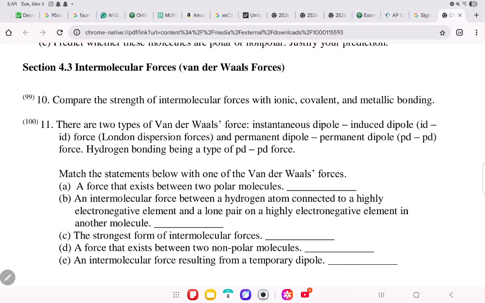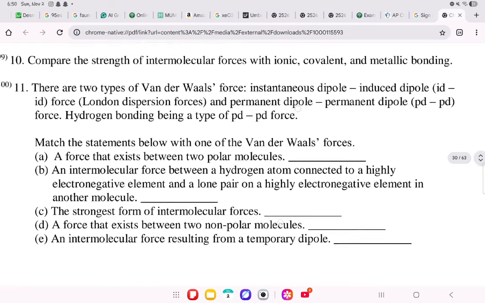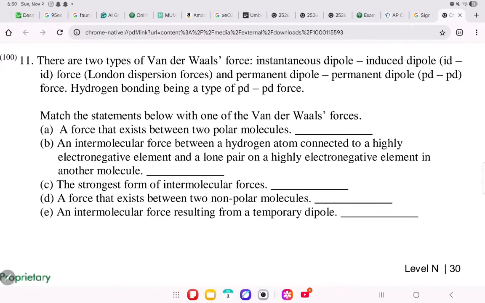Question 11. There are two types of van der Waals forces: ID, which are basically London dispersion forces, and PD, which are permanent dipole forces, and hydrogen bonding is a type of PD force. Now they said match each of the following with one of the van der Waals forces. A force that exists between two polar molecules: if it's polar, directly we say PD. Intermolecular force between hydrogen and a highly electronegative atom is directly a hydrogen bond. The strongest of them is the hydrogen bond.